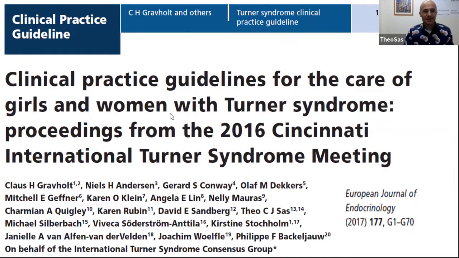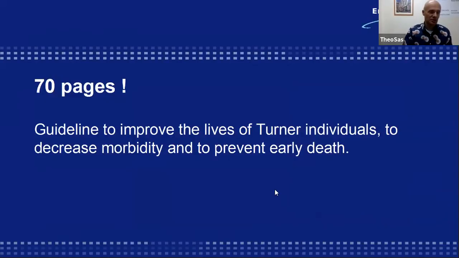And this is a guideline, a clinical practical guideline, and I will use this in this talk. We have made this and we published this in 2017. And what we can see is that over here there are 70 pages. So we have tried to make some tools with the idea to improve the lives of Turner individuals and to decrease the morbidity and to prevent early death. And that's important because still women with Turner syndrome die about 15 years earlier than their healthy peers. So we have to do a lot.